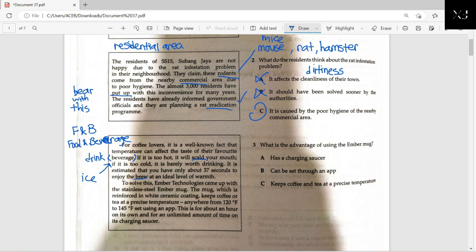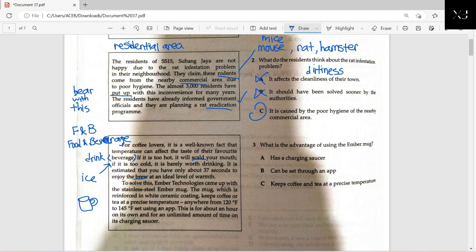To solve this, Amber Technologies came up with the stainless steel Amber mug. A mug is like a cup, the one with a handle. The mug, which is reinforced in white ceramic coating, keeps coffee or tea at a precise temperature, anywhere from 120.